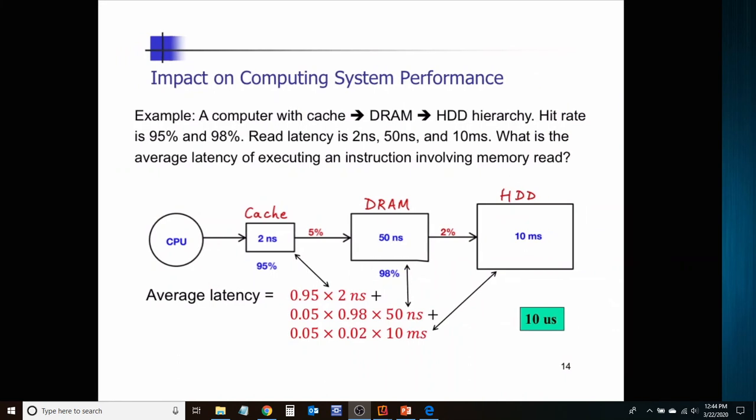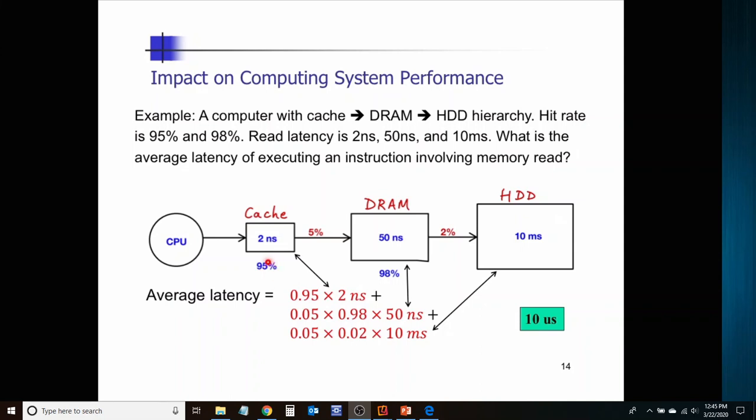And let's take a look at some numbers here. We are going to be focusing on the impact on computing system performance. Here is an example. You have a computer with a cache, a dynamic RAM, and a hard disk hierarchy. The hit rate for the cache is 95%. Hit rate for dynamic RAM is 98%, and almost everything is going to be in the hard disk. The read latency is 2 nanoseconds for the cache, 50 nanoseconds for the dynamic RAM, and 10 milliseconds for the hard disk. Now the question is, what is going to be the average latency of executing an instruction involving a memory read? So you're trying to get data from the memory to the CPU.